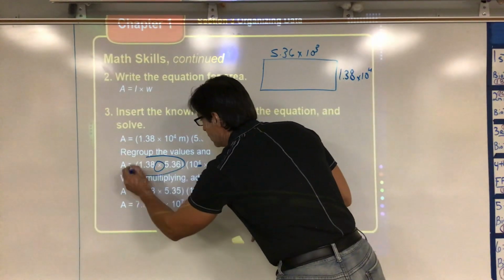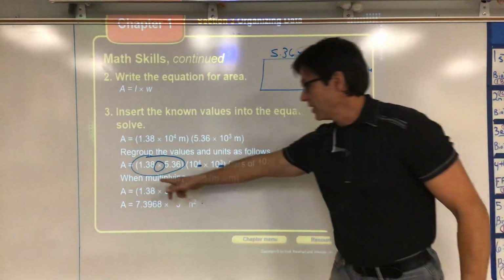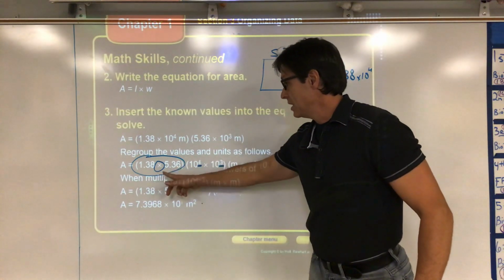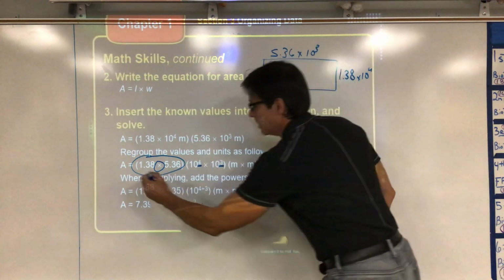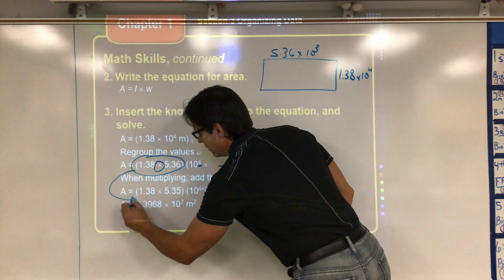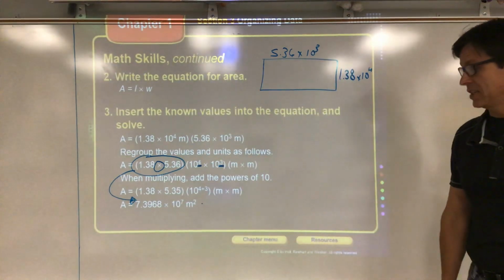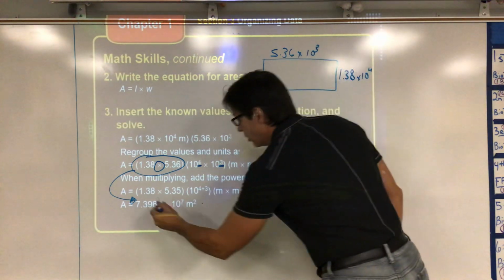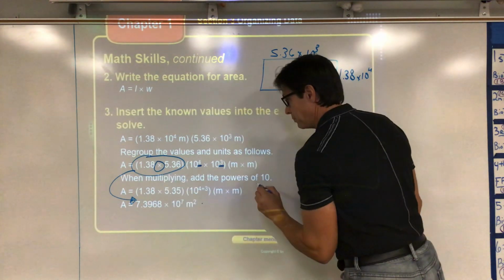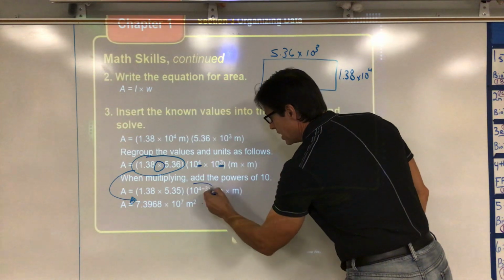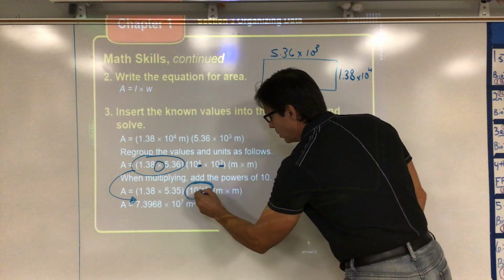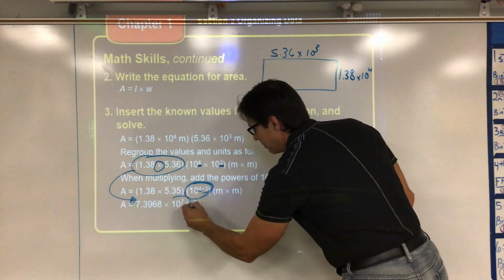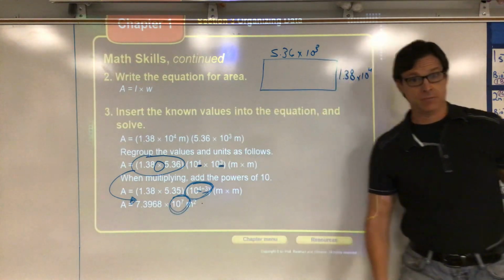And then I times these two values together. So that's where I got it. If I took 1.38 times 5.36, I got this value right here, 7.3968. Using your calculator, you can do that. So I wrote it out that I times those two together, and then like I said, it shows right here, I add the exponents. I added 4 and 3, and that's where I got my 10 to the 7th.